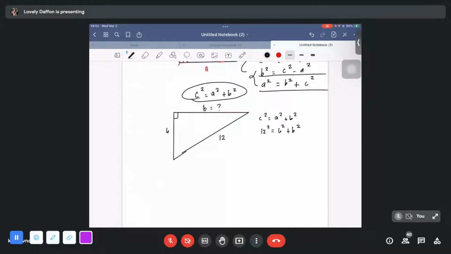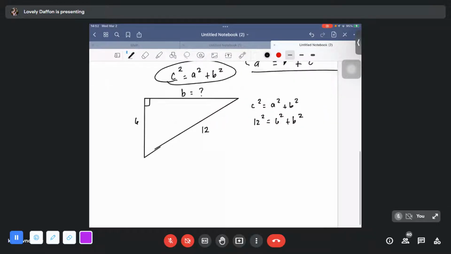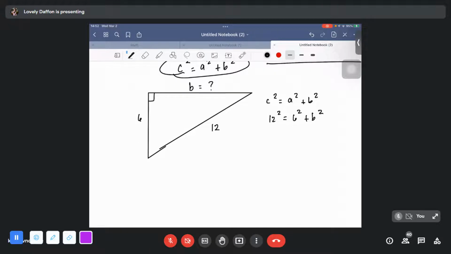Alright, so we have B squared already here. For us to really identify that our missing is B, you have to transpose letter B to the left side. So you move it across, and it becomes negative B squared. We have here 6 squared, this will be 36. And the 12 goes to the other side, and from positive it becomes negative. So we have negative 12 squared, that is 144.